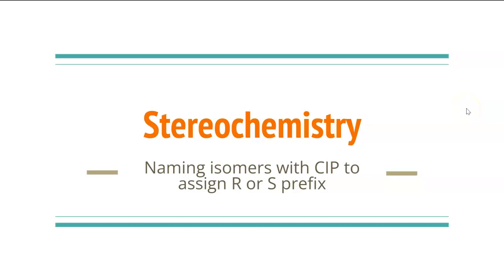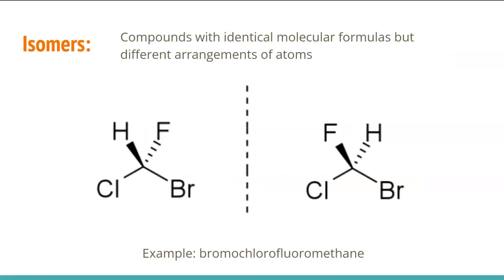I'll be sharing with you stereochemistry, specifically naming isomers with CIP to assign the R or the S prefix. So isomers, as a refresher, are compounds with identical molecular formulas but different arrangement of atoms.